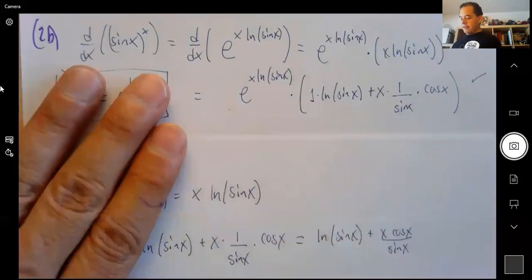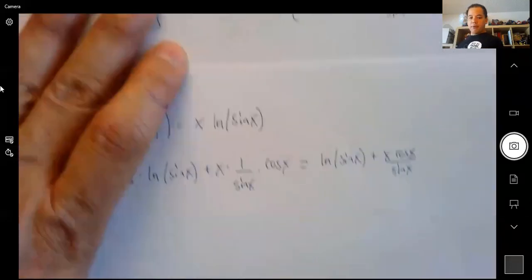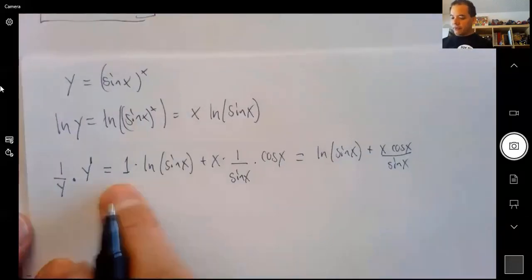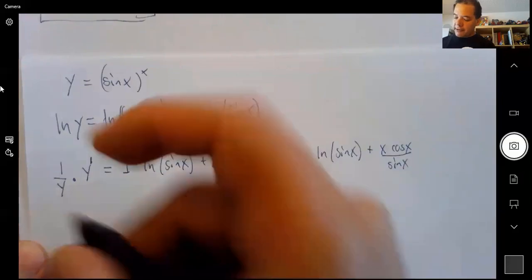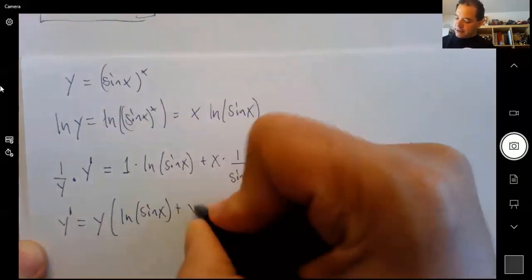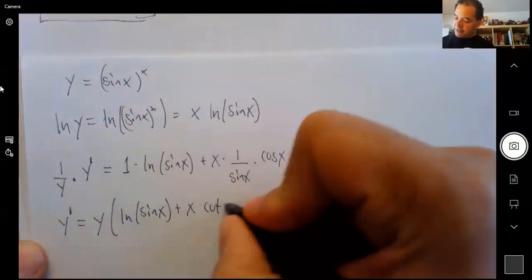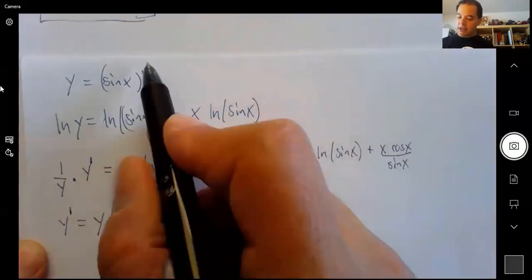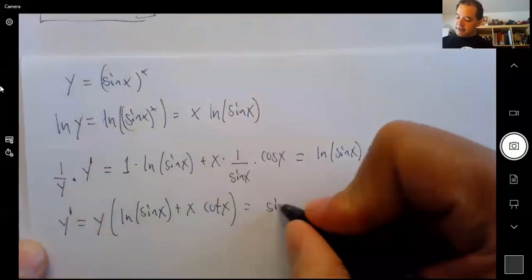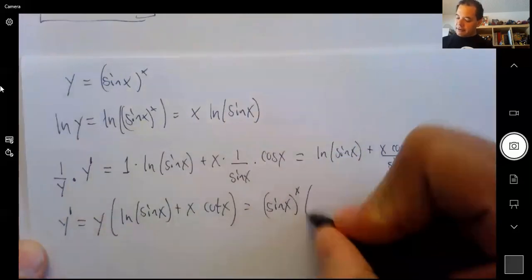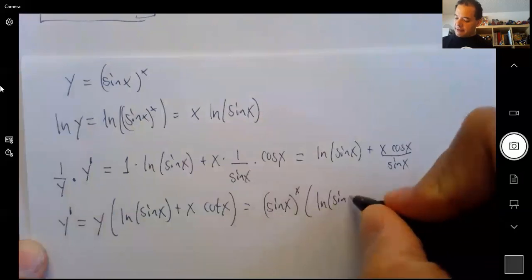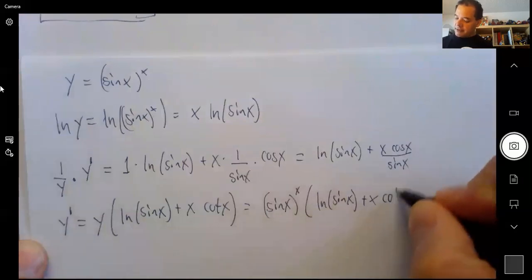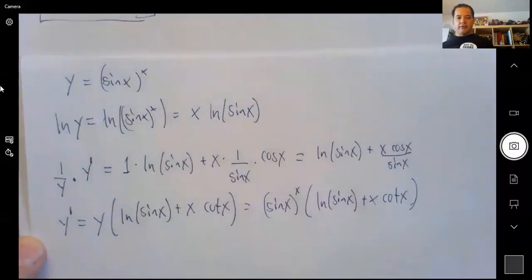And then to finish the problem, you simply solve for y prime. So to solve for y prime, you multiply by y. I'm going to write this as cotangent, it looks cleaner. And then you just remember what y stands for. y is sine x to the x. So this is sine x to the power x times ln sine x plus x cotangent x. Right?